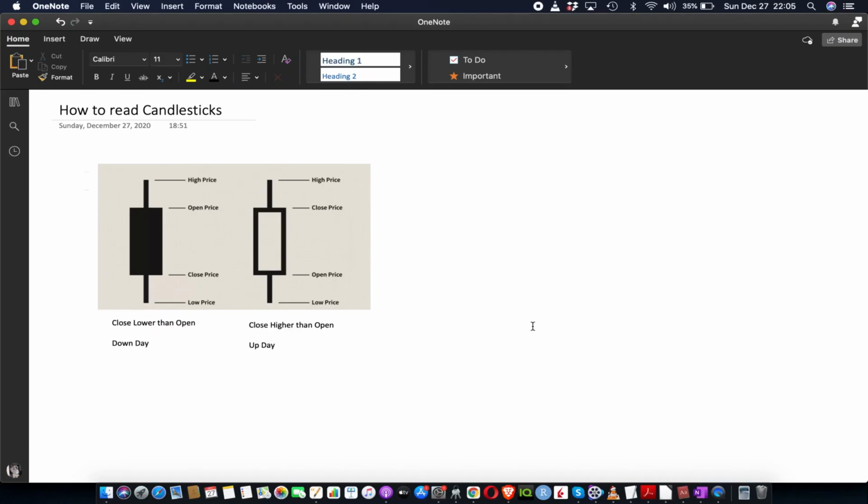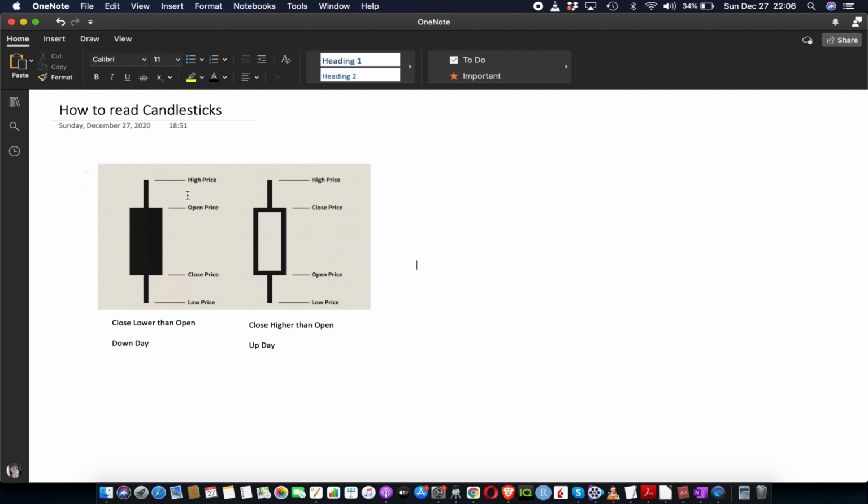To read candlestick charts. I'm not going to bore you with the history of candlestick charts, but you must know how to read these charts because these are extremely useful and very powerful to help with your trading. And the reason why I say that is because, as you can see, in one chart, you can see four price points for a given stock.